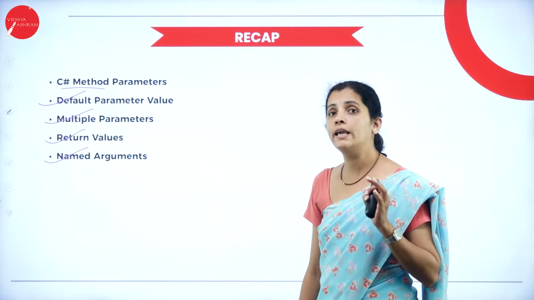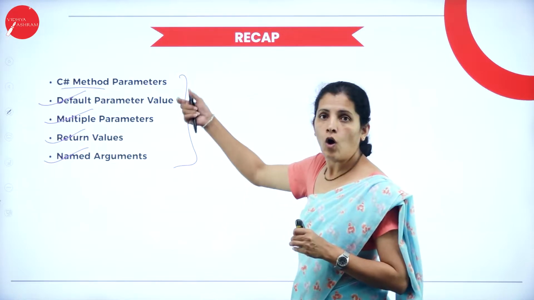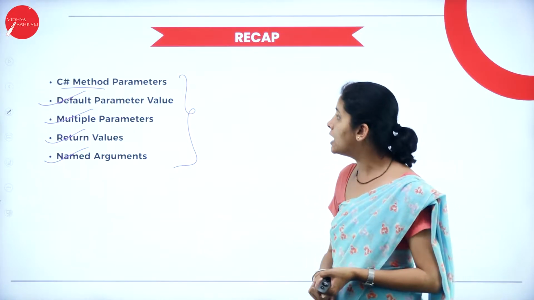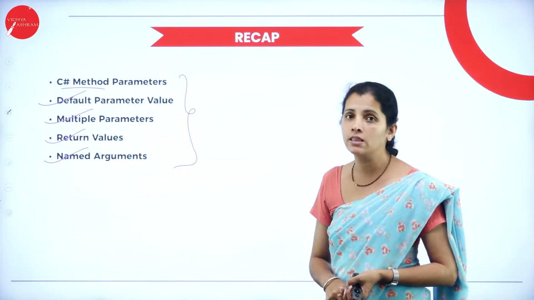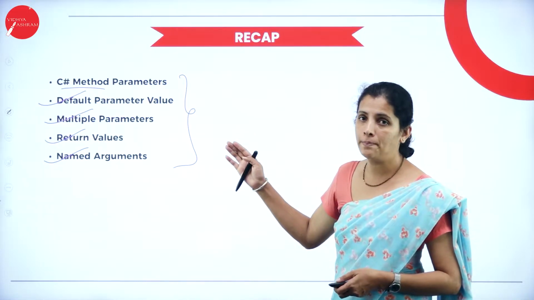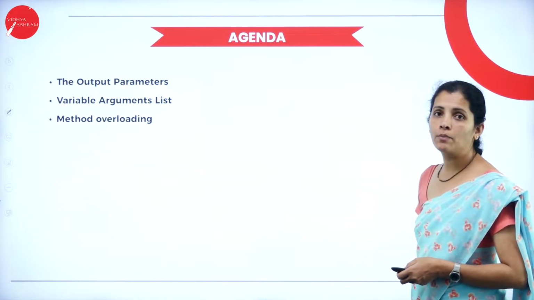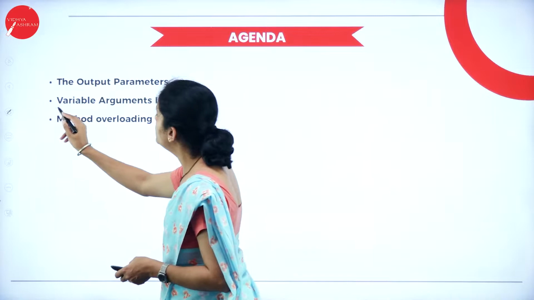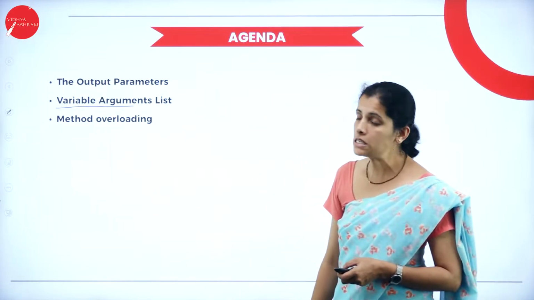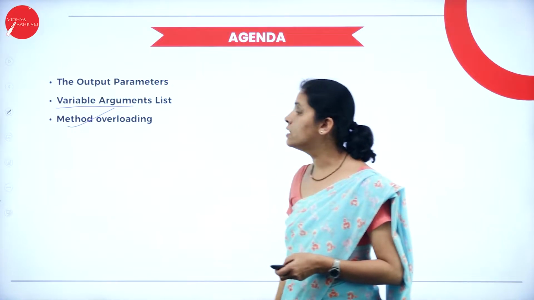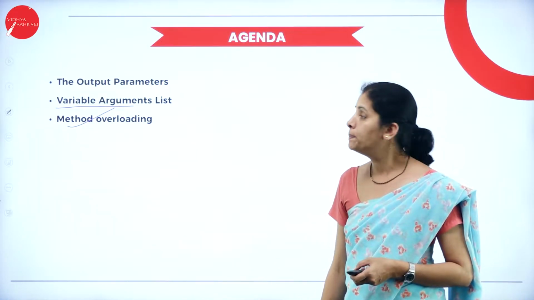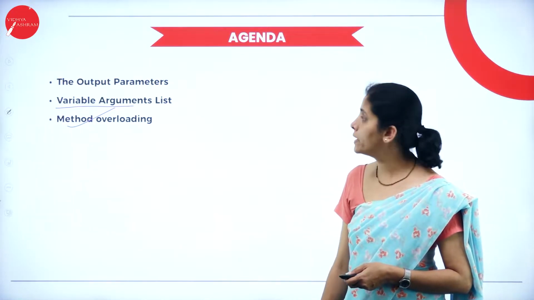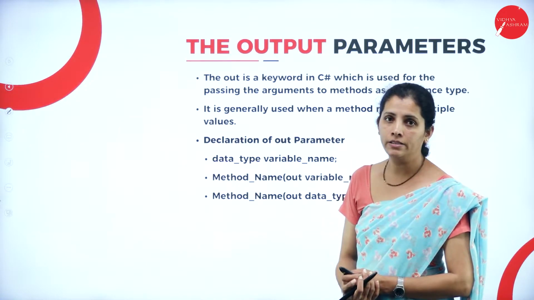Now dear student, from the examination point of view, all these topics are very important, in the sense you're going to get a question like explain C# method parameters with the types. Now in today's session, I'm going to deal with output parameters. Along with that, I'm going to deal with variable argument list, and method overloading. Now, dear student, let's start our today's session with the topic output parameter.